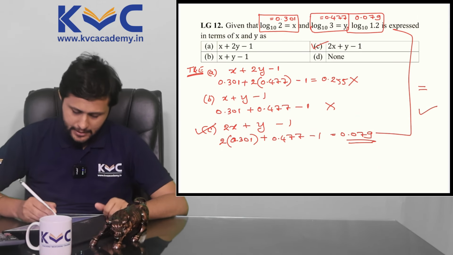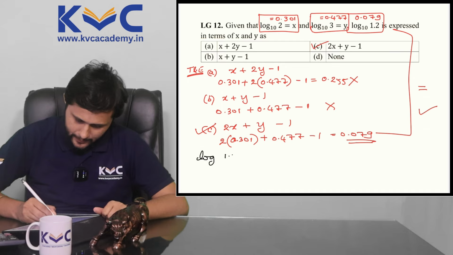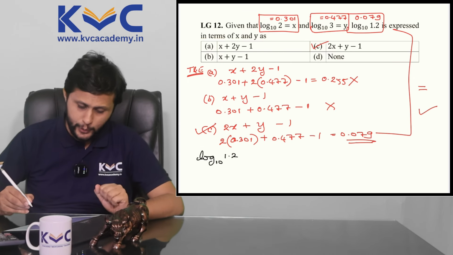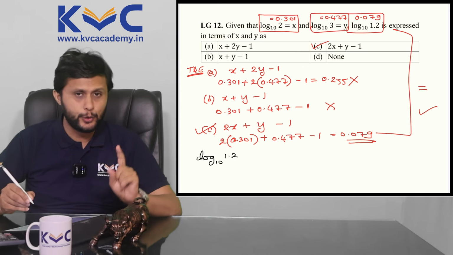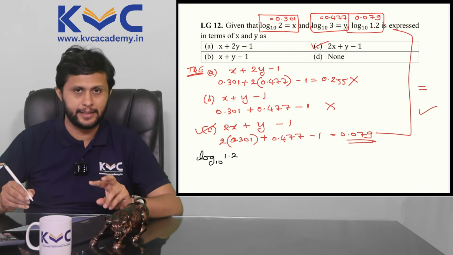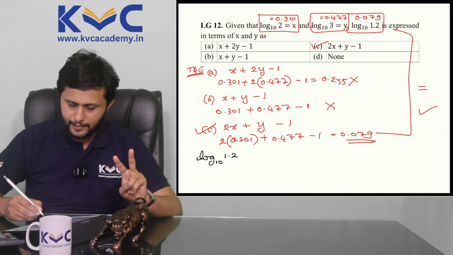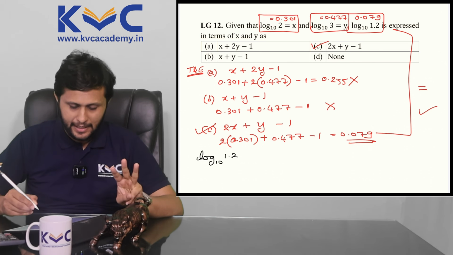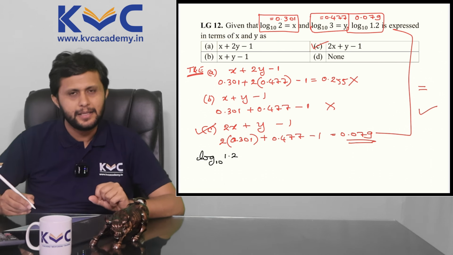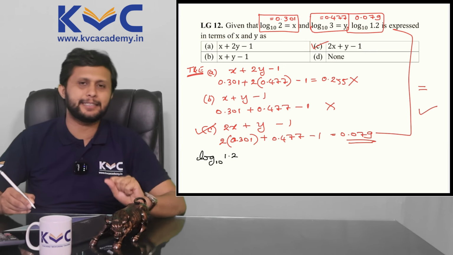The given question is log 1.2 to the base 10. I have to express 1.2 using the numbers 2 and 3. Why 2 and 3? Because I know the value of log 2 and log 3. So I can use number 2, I can use number 3. Other than these two numbers, I can use number 10. Why is that? Because I know log 10 to the base 10 is 1.